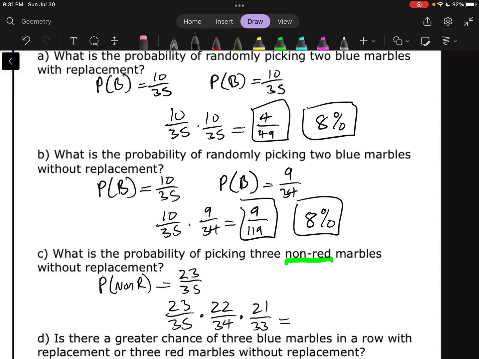As a decimal, or as a percent, oh my. Sorry, as a simplified fraction, can't get that right. I'm getting 12167 over 42,875. And as a percent, I'm looking at about 28%.